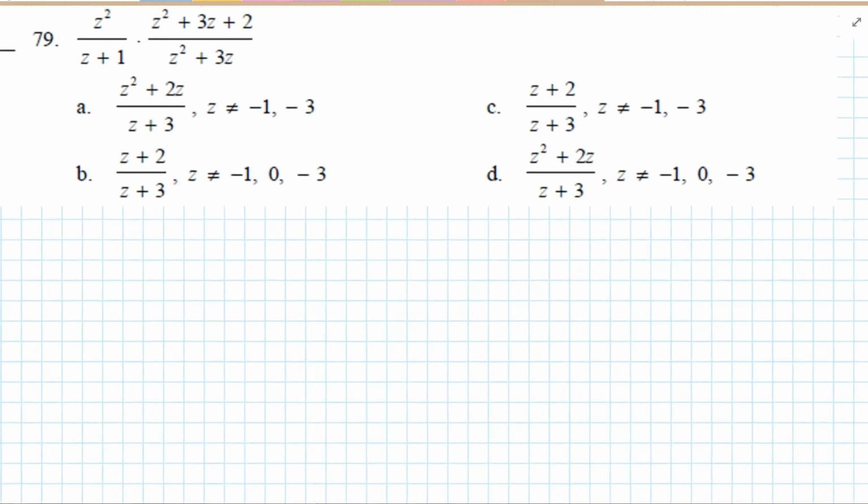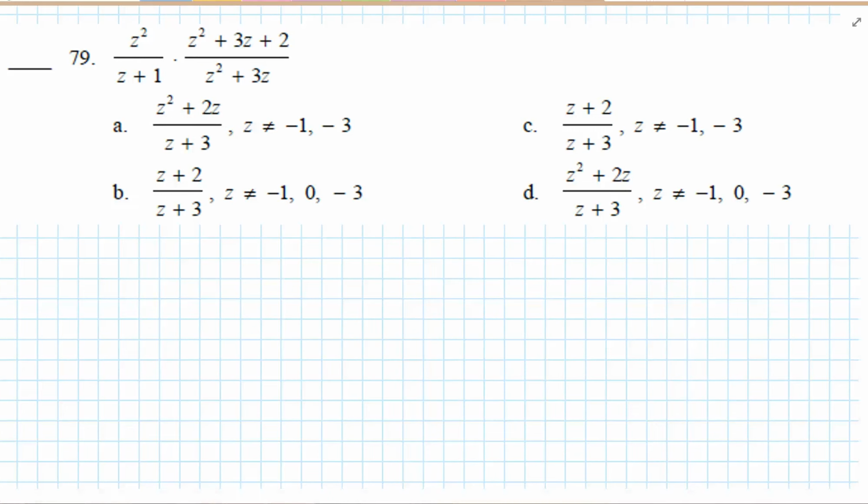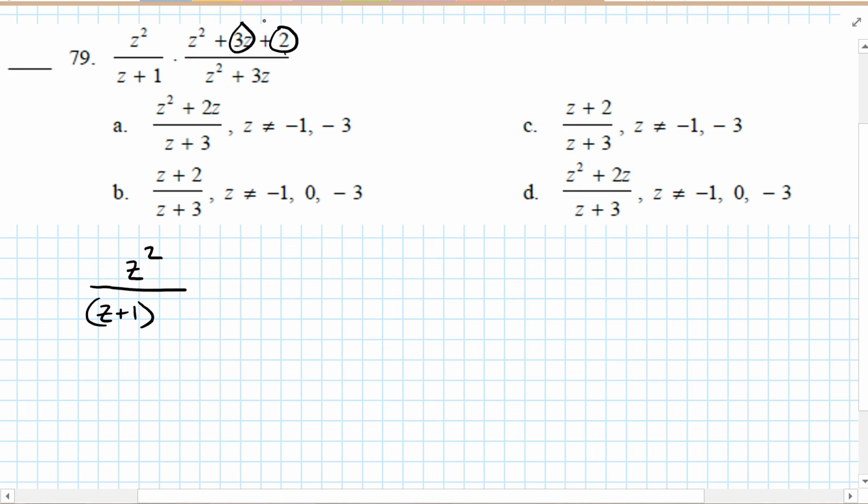79. z squared over z plus 1 times z squared plus 3z plus 2 over z squared plus 3z. Okay, the first one is already simplified, so the first fraction is z squared over z plus 1. Easy enough. The second one, we need a number that has a product of 2 and a sum of 3. So we could rewrite that as z plus 2 times z plus 1. The denominator of the second one, z squared plus 3z, we could factor out a z. Multiply that by z plus 3.